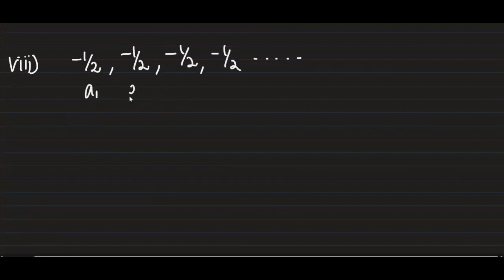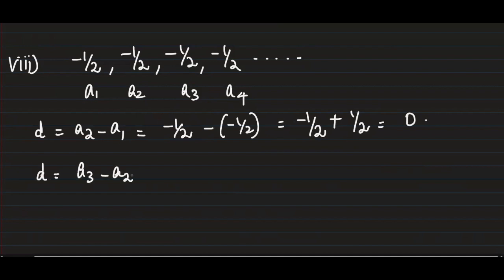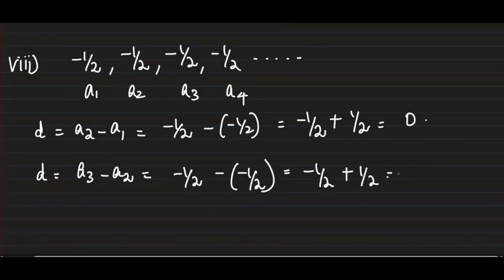Now let's say this is A1, A2, A3, A4. Let's find what is D now. So D value is equal to A2 minus A1. So here A2 is -1/2, then minus A1, which is also -1/2, but we should write within brackets since it's a negative. So -1/2, minus of minus becomes plus, so +1/2. So that will become 0. Again D value is equal to A3 minus A2. Here A3 is -1/2 minus A2, which is also -1/2. So -1/2, then +1/2, value is 0.